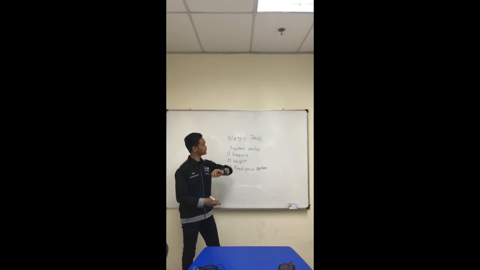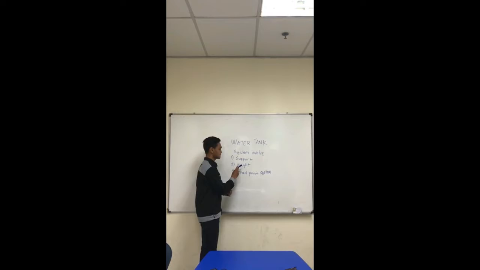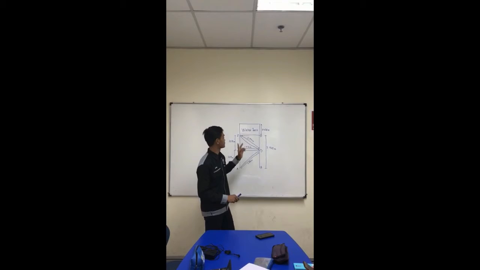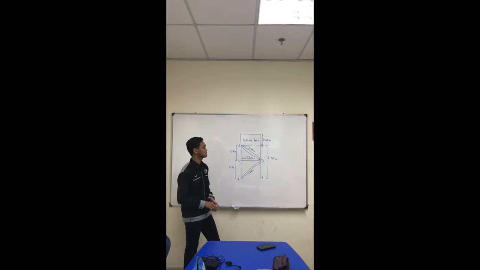The water tank has three systems involved in this structure. The systems are support, weight and fixed point. We chose this structure because it is related to the thrust. This water tank is strong enough and can be a long-lasting structure.